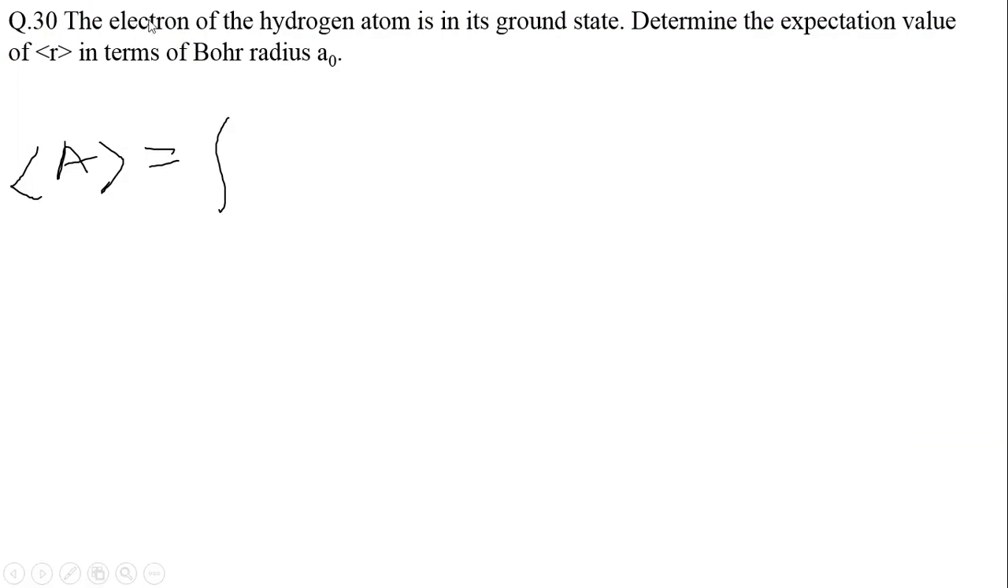So the question is, the electron of the hydrogen atom is in its ground state. Determine the expectation value of r in terms of Bohr radius a0. So we know that in quantum mechanics, for any quantity we can't calculate the exact value. We calculate its expectation value, and the expectation value of a quantity A is the integral of psi star A psi dx if it is one dimensional.